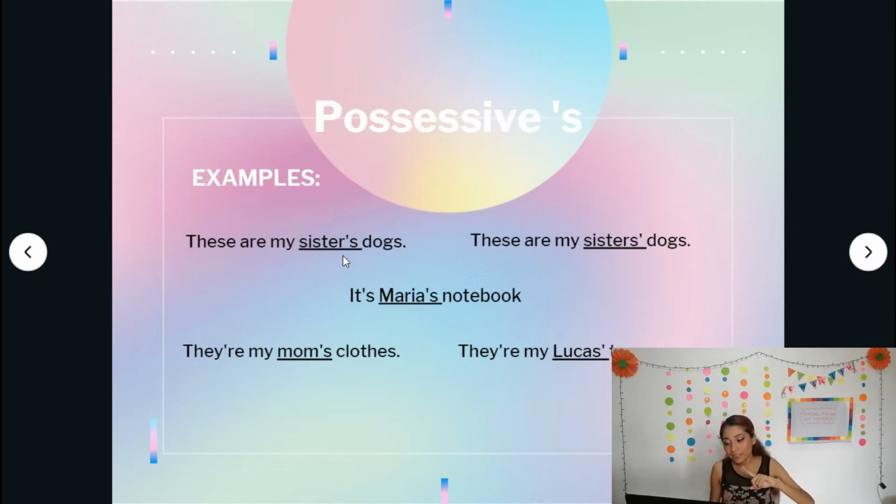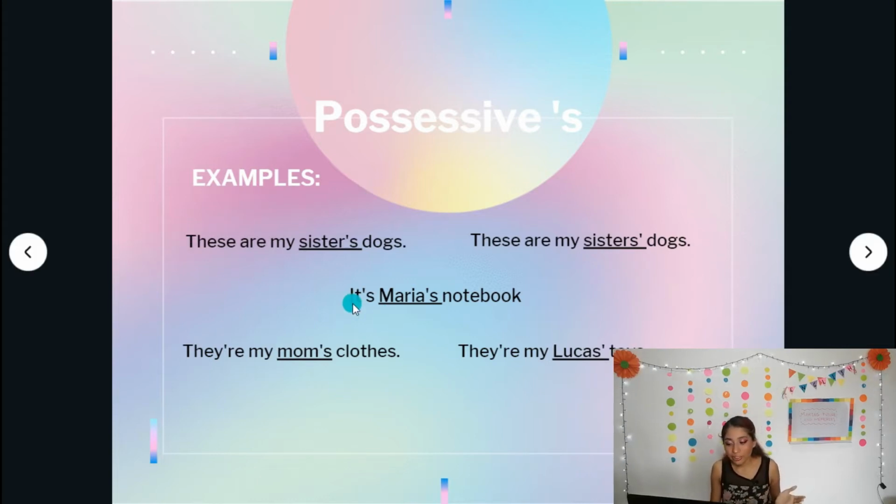So, on the other side, I wrote another example. These are my sisters' dogs. If you can see the difference, puedes ver la diferencia en cómo puse apóstrofe S, S apóstrofe. Why does it change? ¿Por qué cambia? Because in this case, it means that I have two or more sisters. En este caso quiere decir que tengo dos o más hermanas. Por eso está en plural, por eso lleva la S y de último está el apóstrofe, ok?